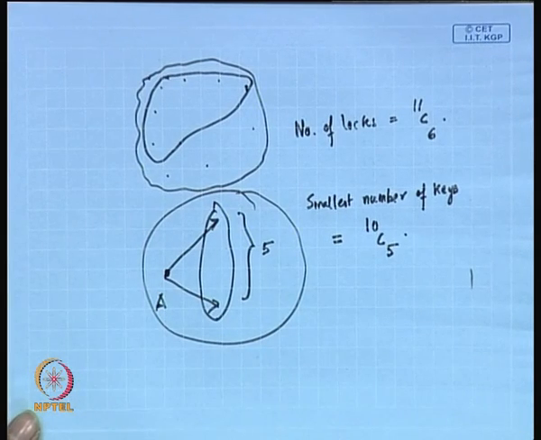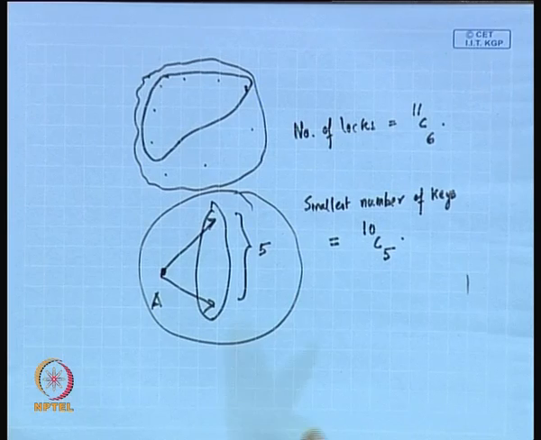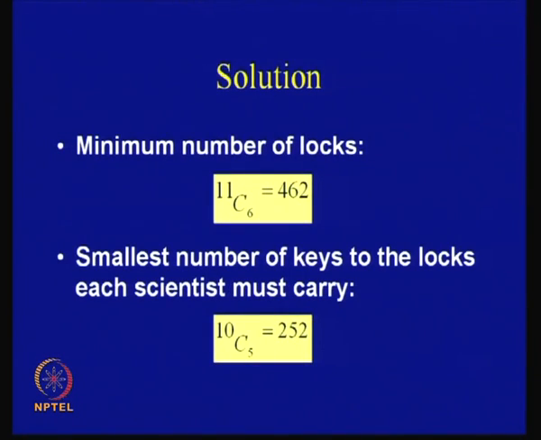So, you can immediately calculate that the minimum number of locks necessary is 462, and the smallest number of keys each scientist must carry is 252. Even for a small problem with 11 people, where we want a scheme in which 6 people, if they combine, can deduce the secret, this kind of scheme requires a very large number of locks and keys.